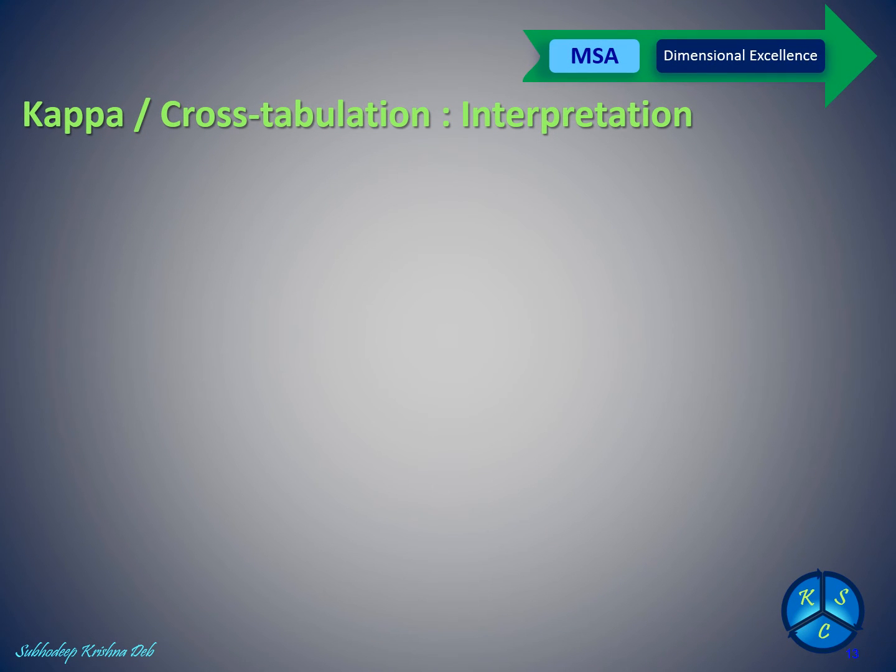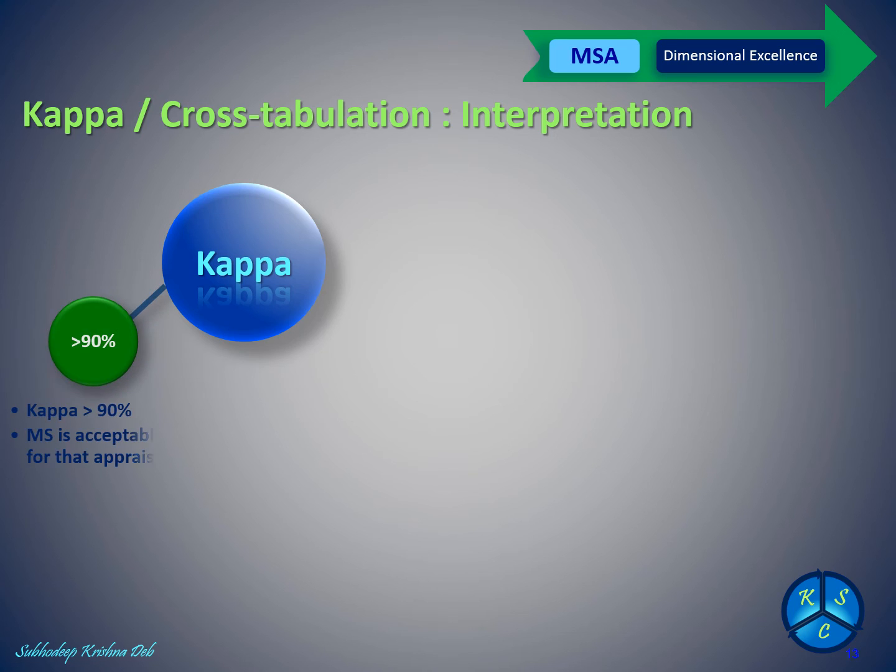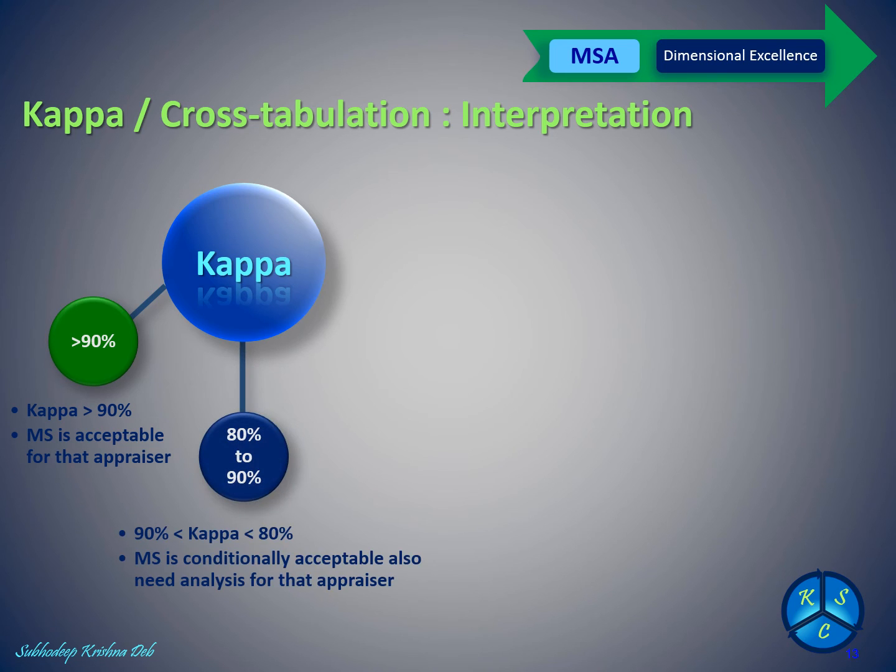So we have understood how to do the calculations for the kappa or the cross tabulation method. Now let us see what are the interpretations of the kappa value that we have calculated, how we should accept that, and what are the acceptance criteria. First of all, if the kappa is more than 90%, then only the measurement system is said to be acceptable. If it is between 80 to 90%, then the measurement system is called conditionally accepted. In that case, small minor changes or maintenance or repair or training of the appraiser is required.